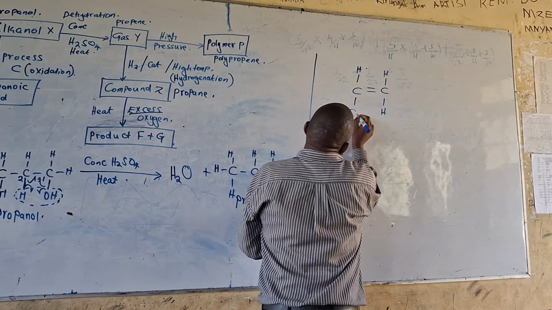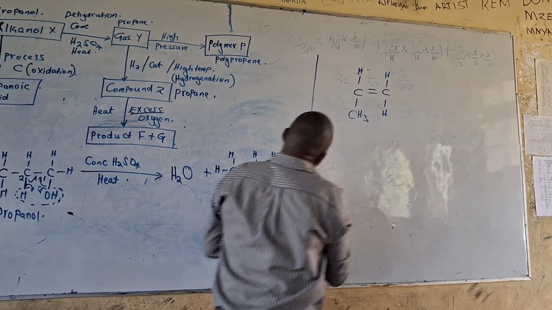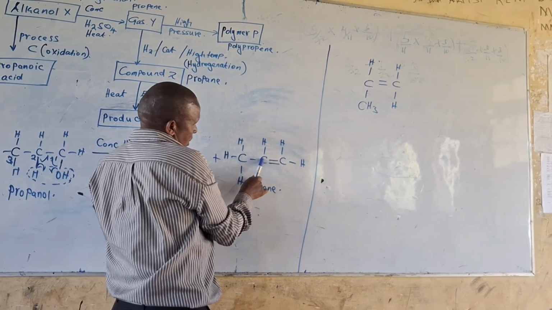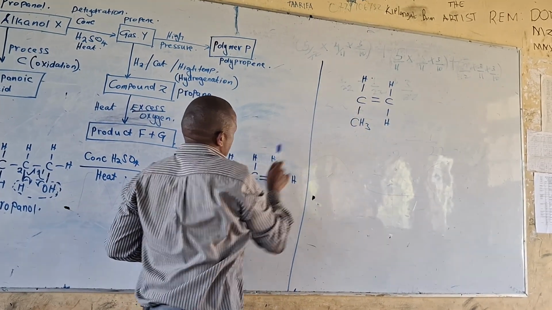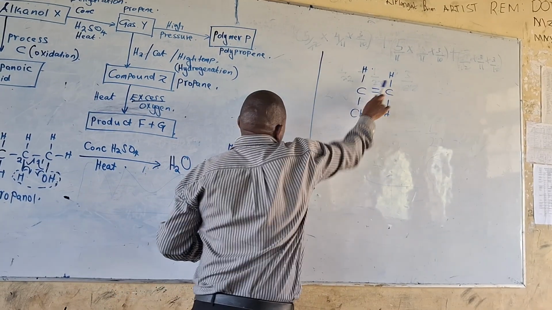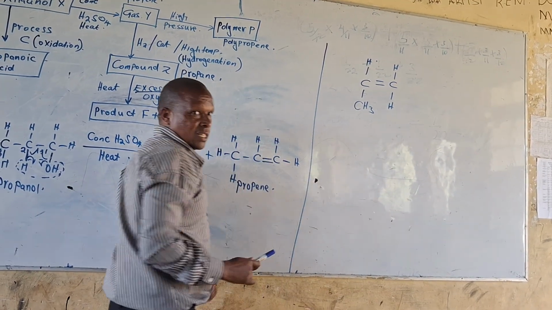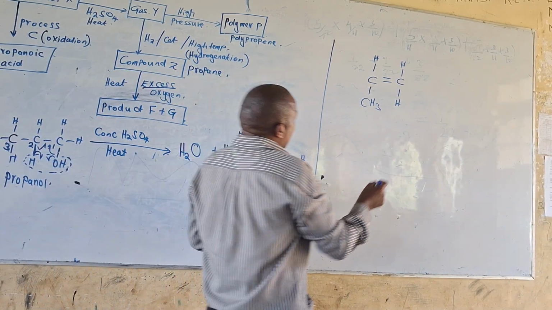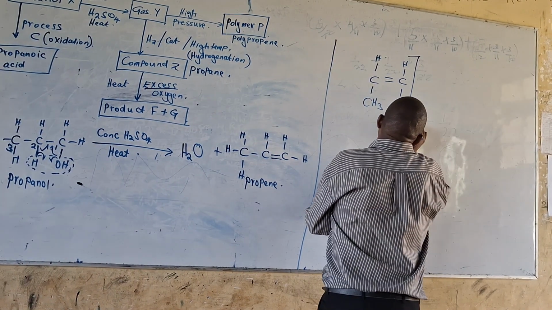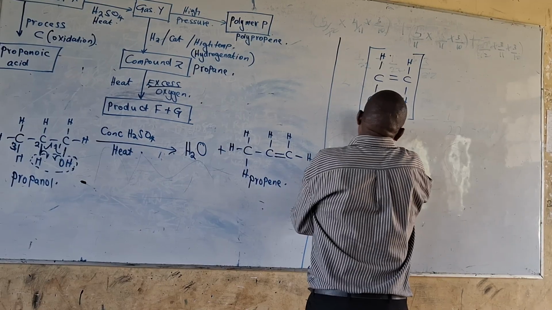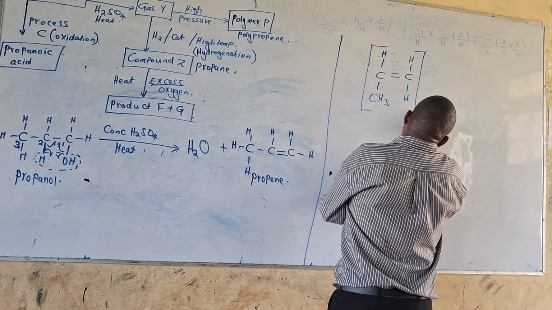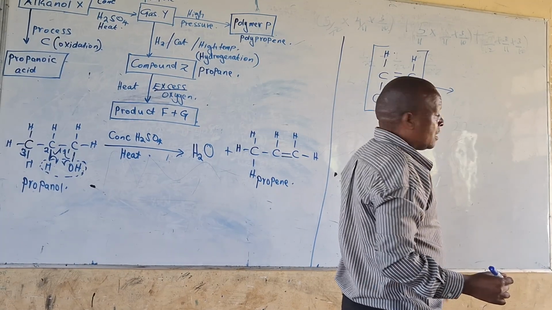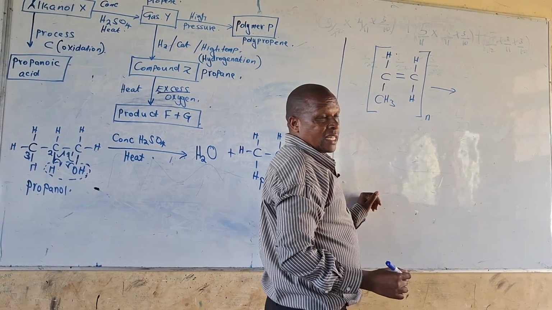So you write CH3. So what do you see? CH3 is this one. C is this one. H is this one, and this one is this one. Are you seeing that? So that is propene. You put a bracket like this. You write here N. Okay? Then you open the bracket. You show everything that is available.